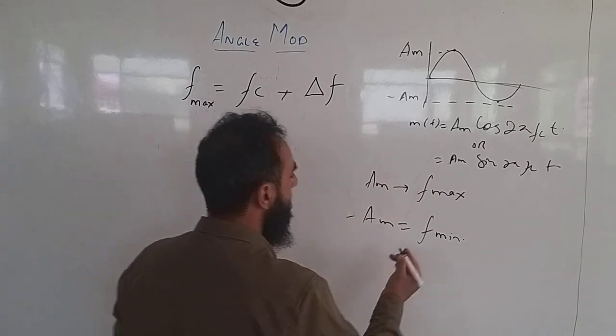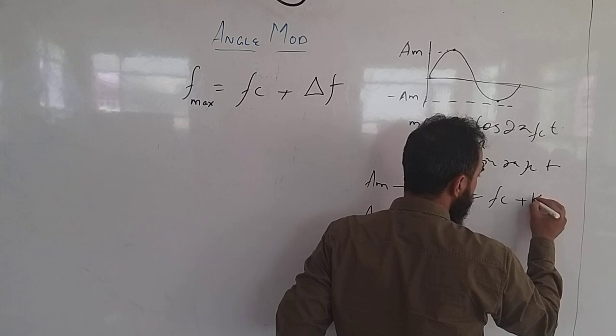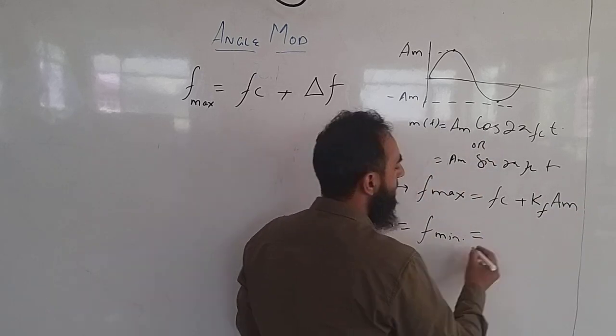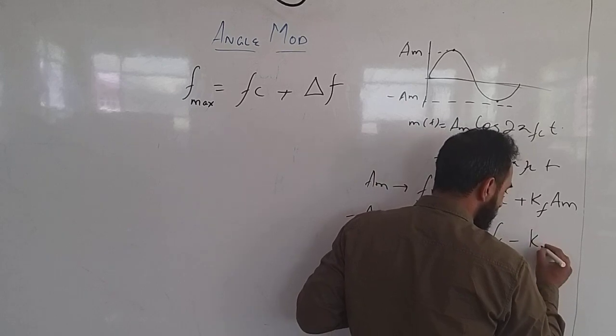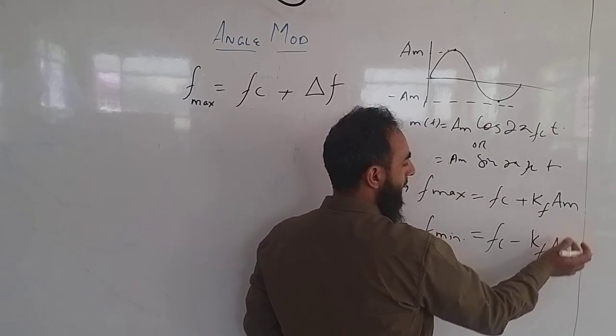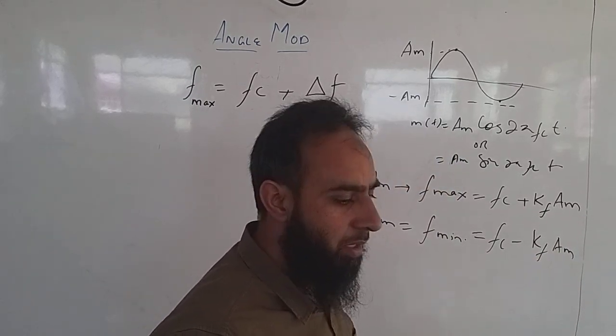Or else I can write F max will be equal to Fc plus KfAm, and F min will be equal to Fc minus KfAm. How? Because Am is positive, I have positive here. Am is negative, I have negative here. As simple as that, right? Is it logical?